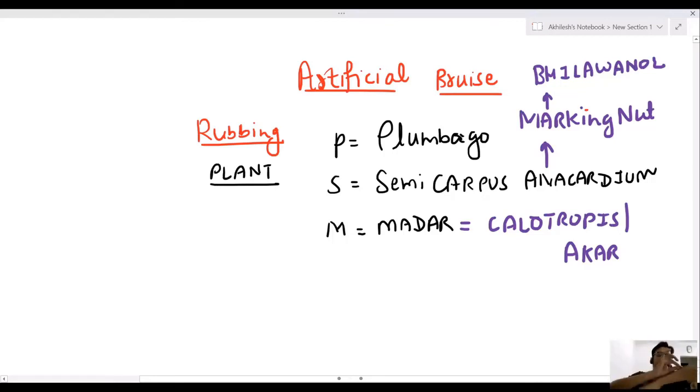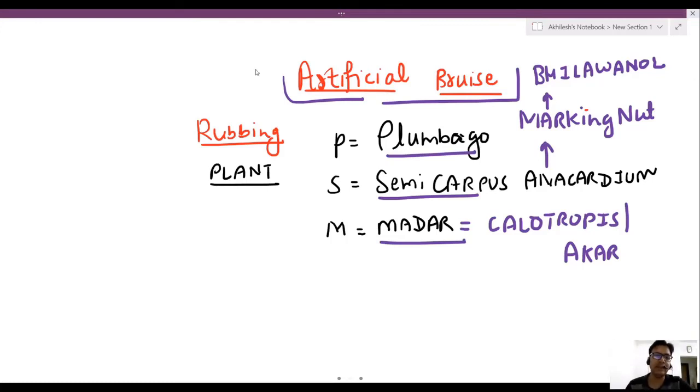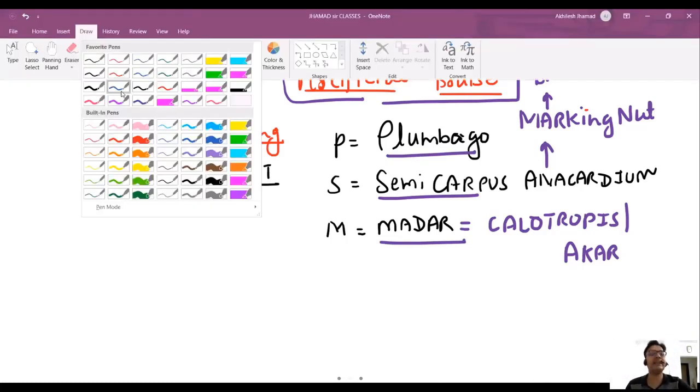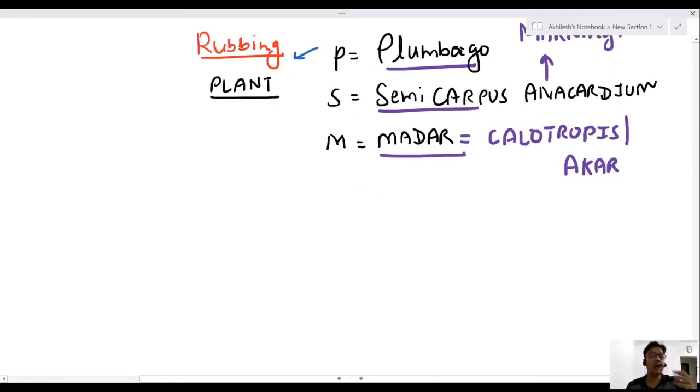Anyway, sir, what is this? We use some plant product and rub it on the skin surface. This looks like a bruise. These are artificial bruises, but actually these are not caused by trauma. These are PSM: three plant products we rub on the skin that produce a bruise-like thing, but it is an artificial bruise. Now, how do we differentiate, sir?